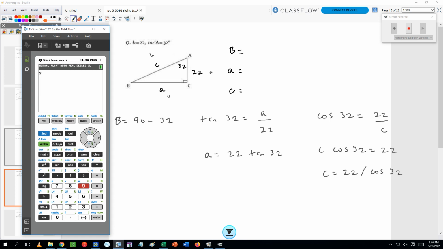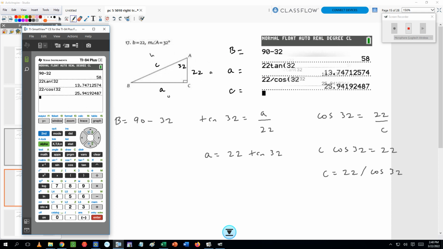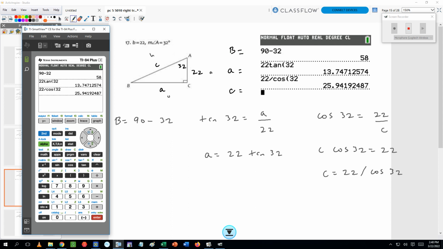So 90 minus 32, 58 I guess. 22 tan 32. 22 divided by cosine 32. And you remember I like answers written out with 4 decimals. So 13.7471, 25.9419, and then the 58.